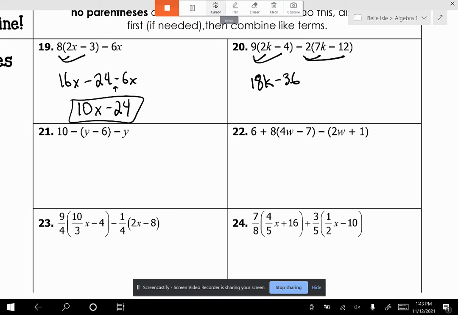Anyways. Okay. Now on the second part, what are you distributing? -2. Distribute the negative, the sign that precedes the number. You've got to get used to that. So -2 times 7k is -14k, and -2 times -12 is going to be positive 24. Then when you combine like terms, 18k minus 14k should give you 4k.